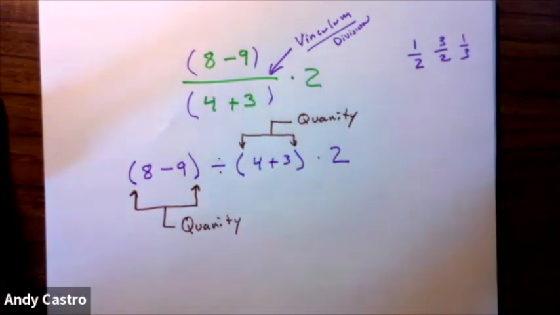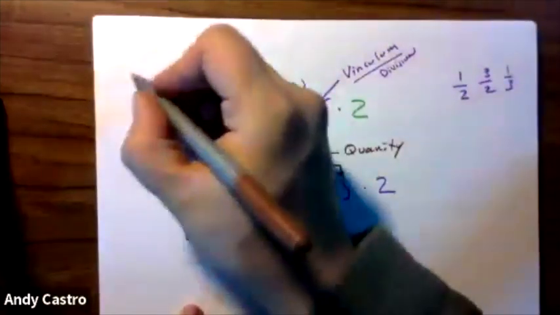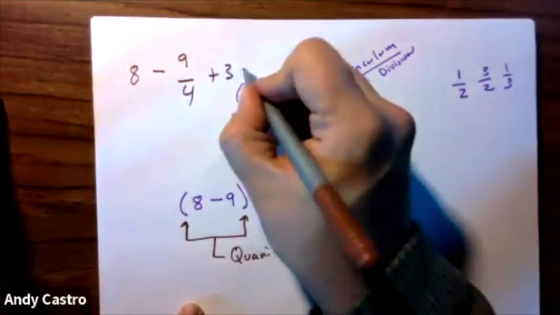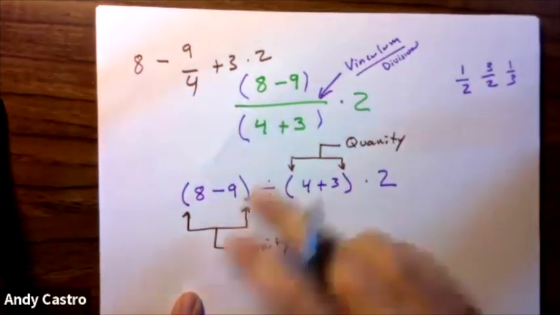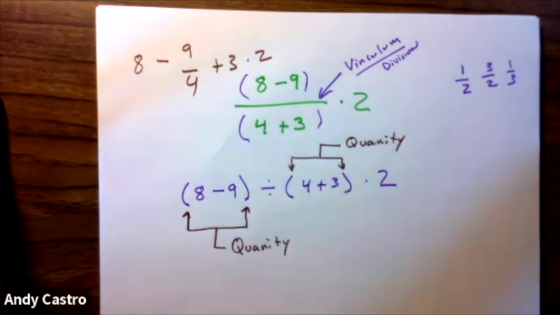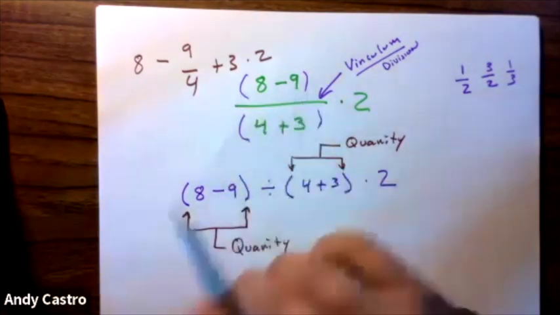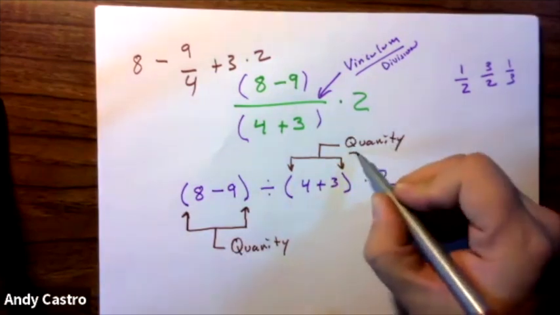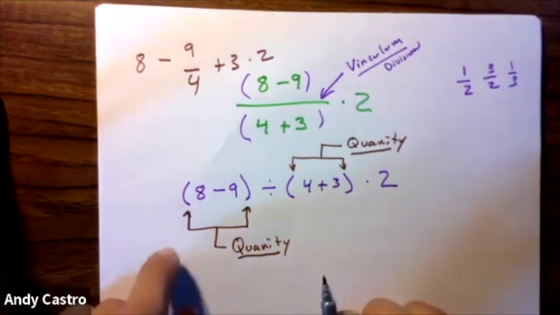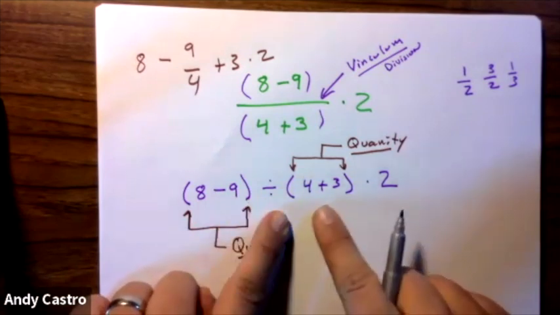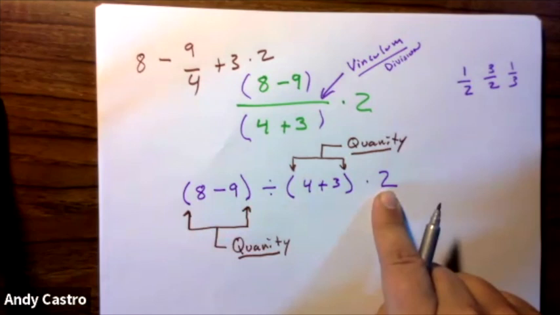Because if I just said 8 minus 9 divided by 4 plus 3 times 2, you might write this. 8 minus 9 divided by 4 plus 3 times 2. That's very different from this. Because if I say it out loud and don't write it down, I need a good way to denote where I'm putting my parentheses. So the way that I do that is I use this word called quantity. The quantity of 8 minus 9 divided by the quantity of 4 plus 3 times 2.